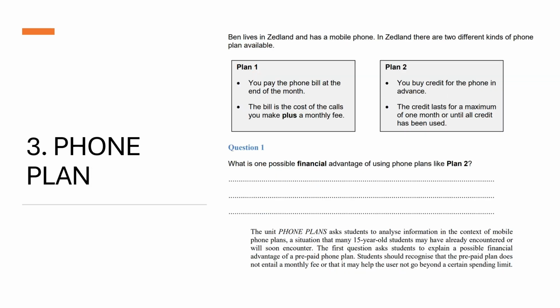Another question is a phone plan. This one is about students' plan with regard to their phone bills, and asks them to analyze the information in the context of a mobile phone plan, a situation that many 15-year-old students may have already encountered, or will soon encounter. Students should be able to recognize that the prepaid plan does not entail a monthly fee or that it may help the user not go beyond a certain spending limit.